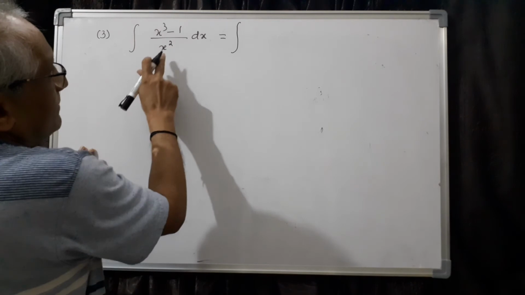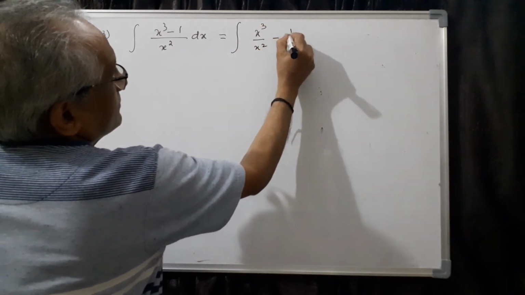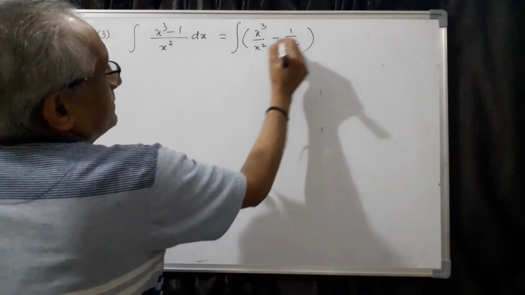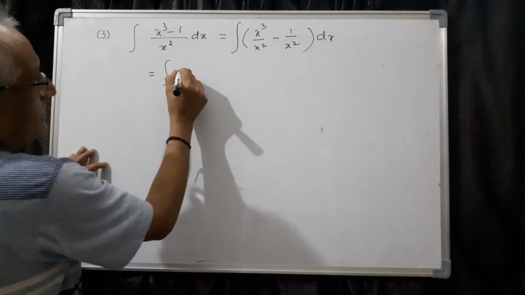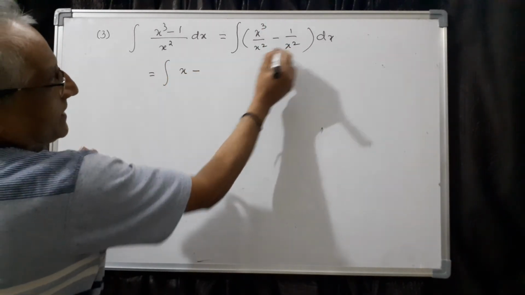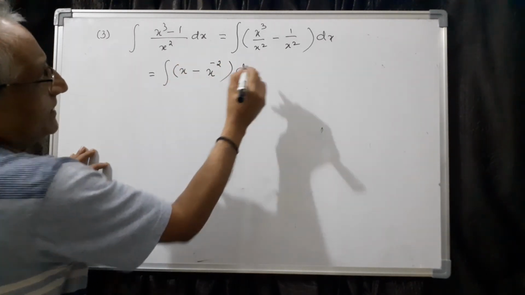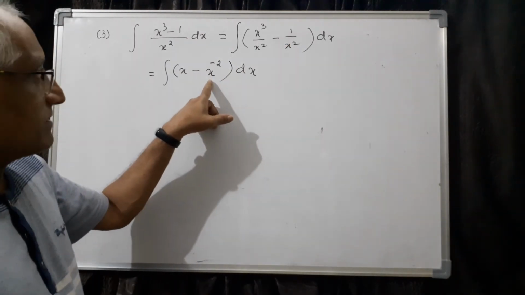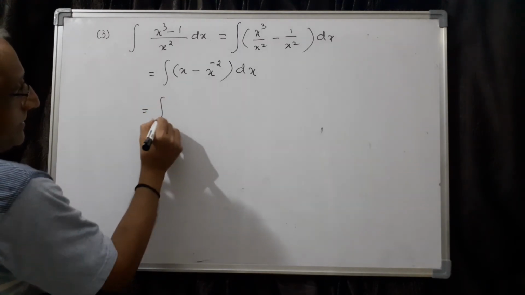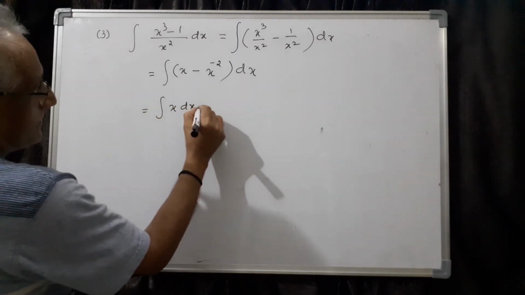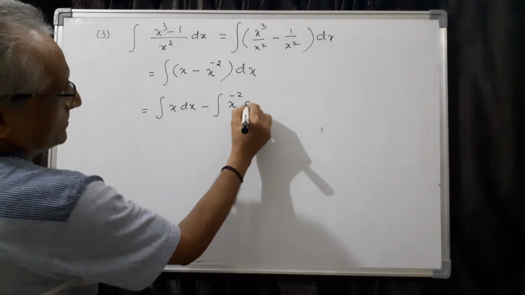See, (x cube minus 1) by x square can be written as x cube by x square minus 1 by x square, then dx. And x cube by x square is x, minus 1 by x square we can write x power minus 2. It is always better in the beginning to write the given expression in exponential form, so that using the formula becomes easy. So this is integration of x dx, then minus integration of x power minus 2 dx.